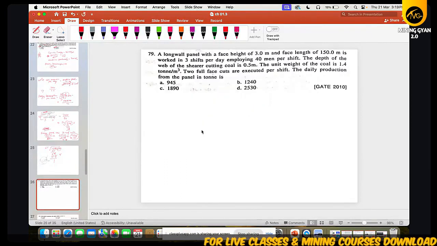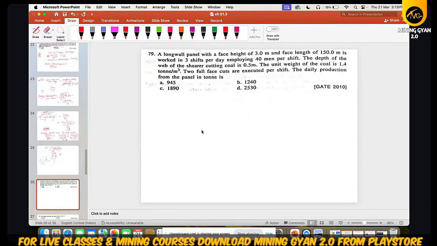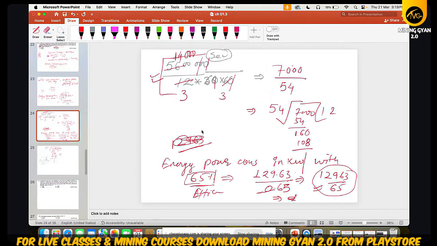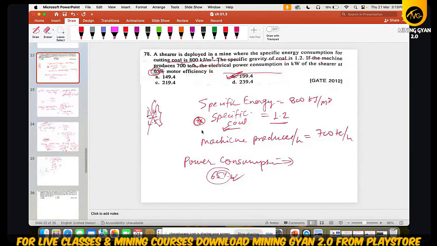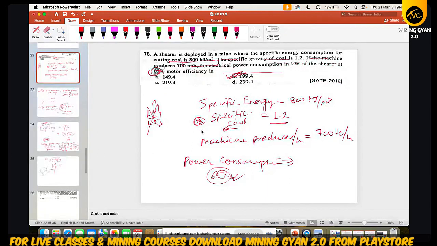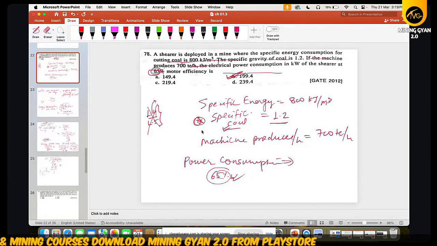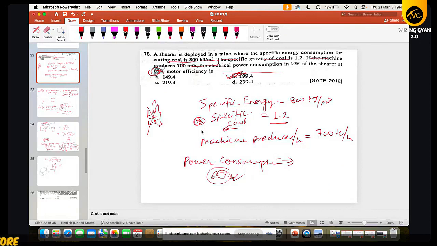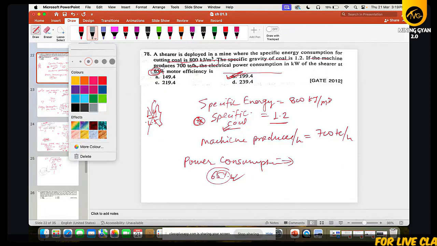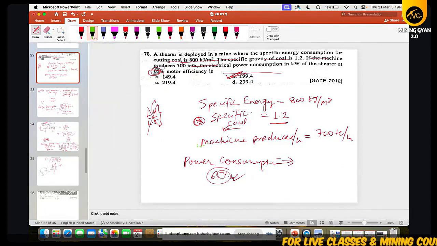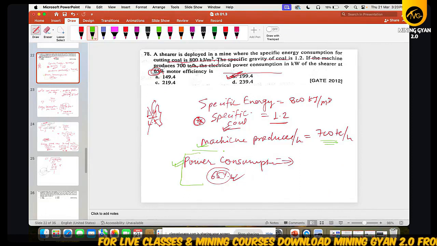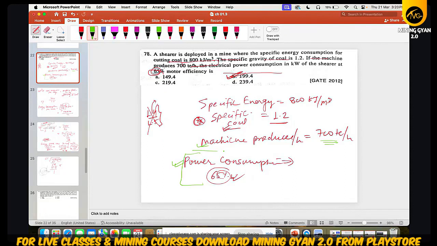Okay, come to 79. We have to finish it today itself. So let me explain once again. In this question, they have provided us the specific energy, which is 800 kWh per meter cube. Then he has also provided the specific gravity of coal, which is 1.2, and the machine production, 700 ton per hour. We are given the power consumption efficiency of 65%.